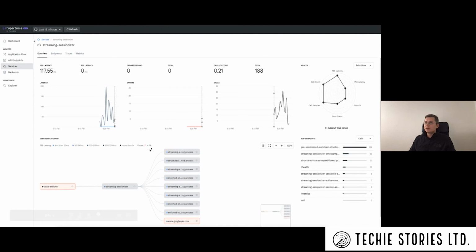So now we see that our service, the streaming sessionizer, talks to the trace enricher. The trace enricher is the upstream service that calls the sessionizer, and then the sessionizer calls another set of services. From the service screen, we can also go to endpoints, where we see the endpoints for the service, the traces that are linked to this service, and also the metrics.